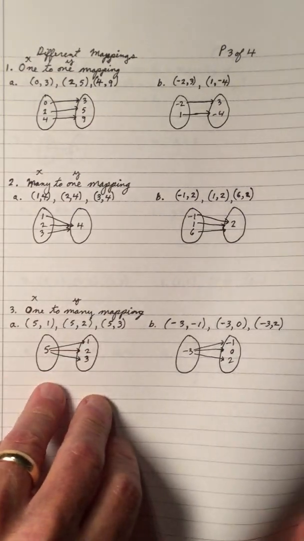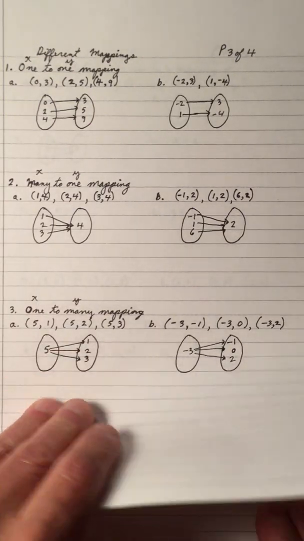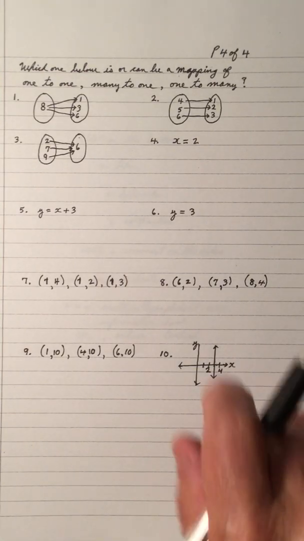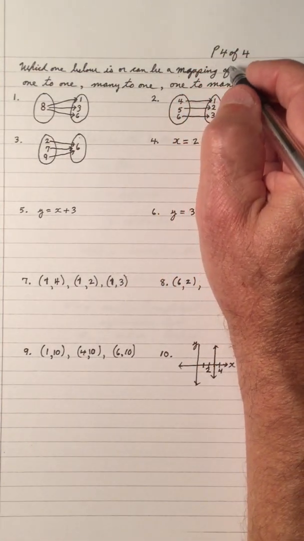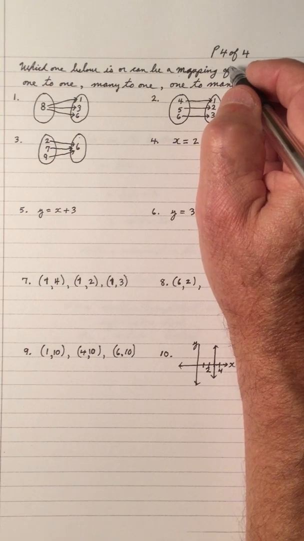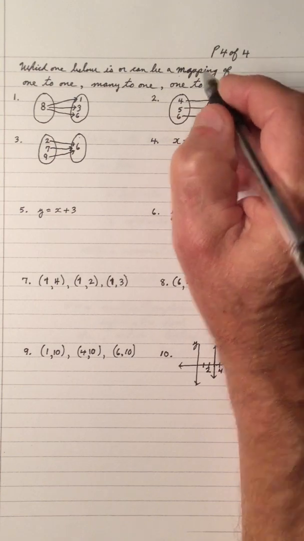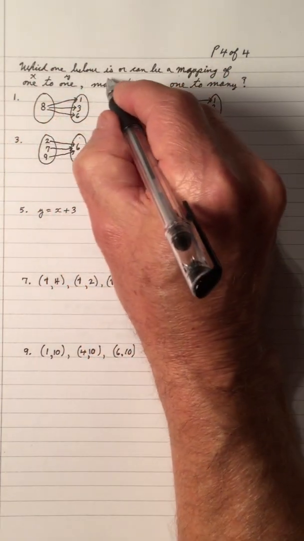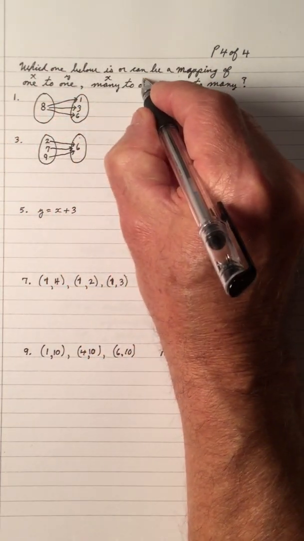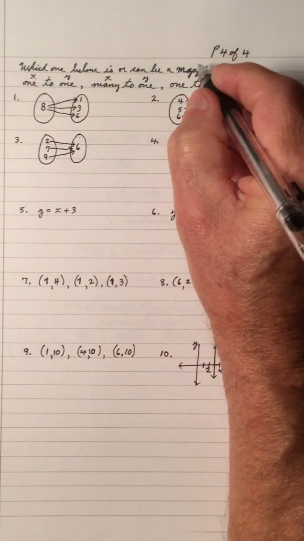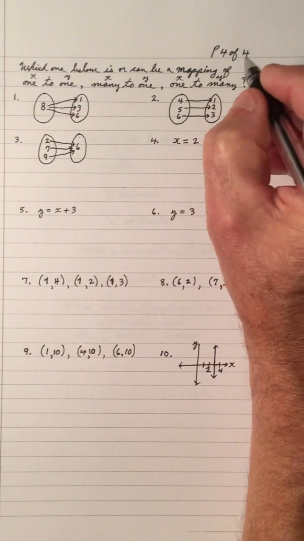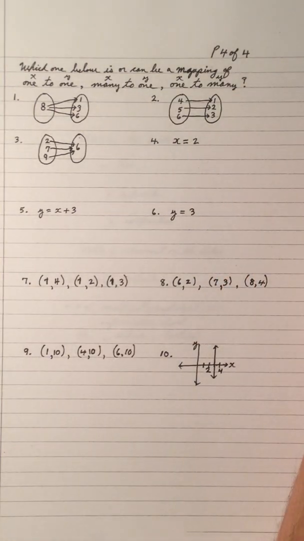Okay, let's continue. Three types. Which one below is or can be a mapping of one-to-one, many-to-one, or one-to-many? Again, one-to-one is one x to one y. Many-to-one is many x's to one y. And one-to-many is one x to many y's. So think of it as x's going to y's.